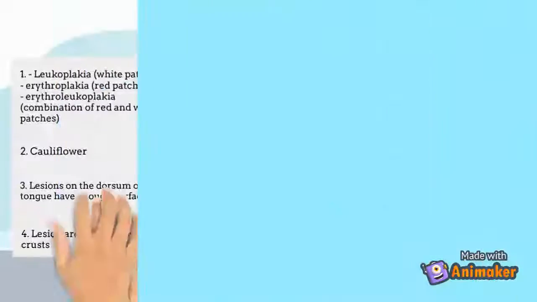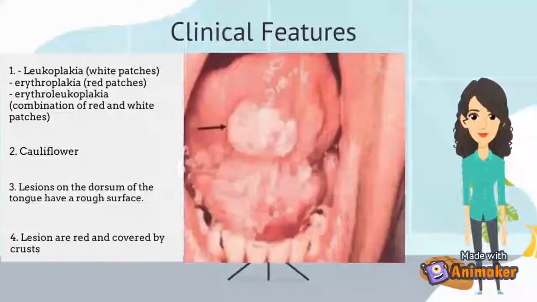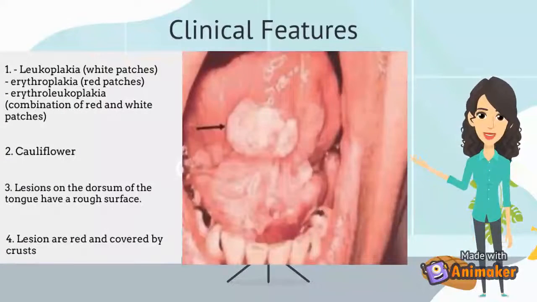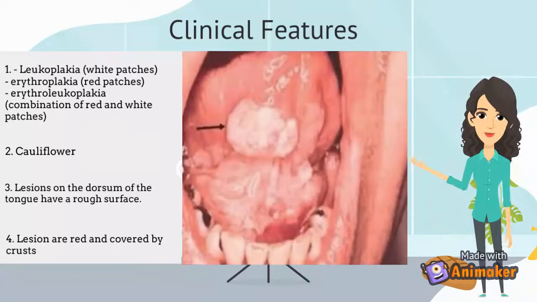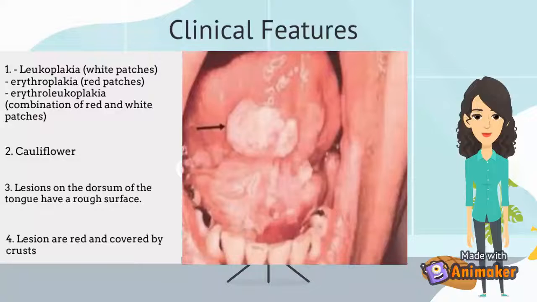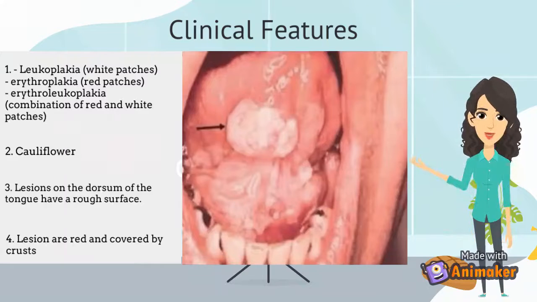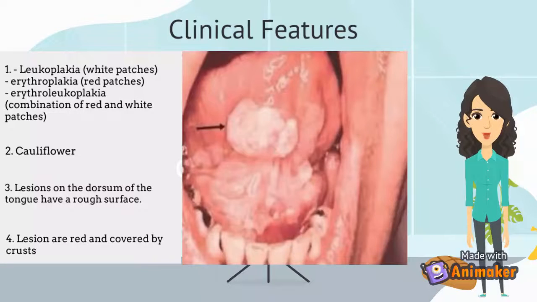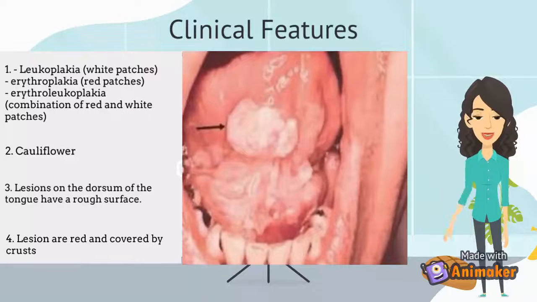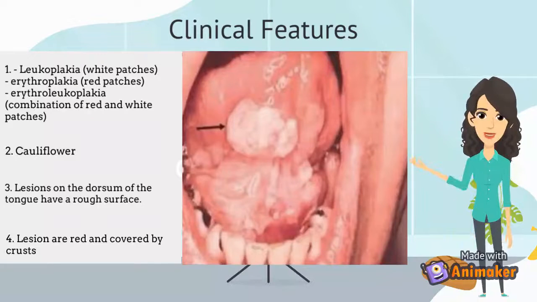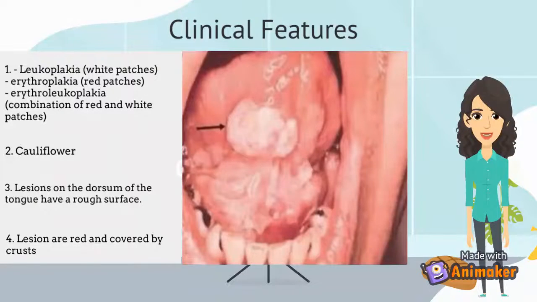Clinically, squamous cell carcinoma is seen as: 1. Leukoplakia, white patches; erythroplakia, red patches; erythroleukoplakia, a combination of red and white patches. 2. Exophytic growths, superficial lesions, which may be cauliflower or papillary and bleed easily. Ulcers with a size of 1 to 2 cm, mostly red or without white components, and smooth. 3. Extensive lesions on the dorsum of the tongue which are hyperkeratotic and have a rough surface. 4. Characteristics of carcinoma lesions are red and covered by crusts due to hyposalivation.